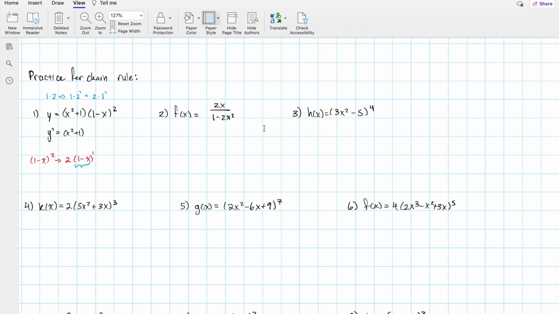Inside the bracket we have 1, the derivative of that is 0. And then we have minus x, and recall that the derivative of x is just 1, so we have that minus, and then x is 1, so minus 1. So let's just simplify this a bit. That's 2 times (1 minus x) times negative 1, or just negative 2 times (1 minus x).